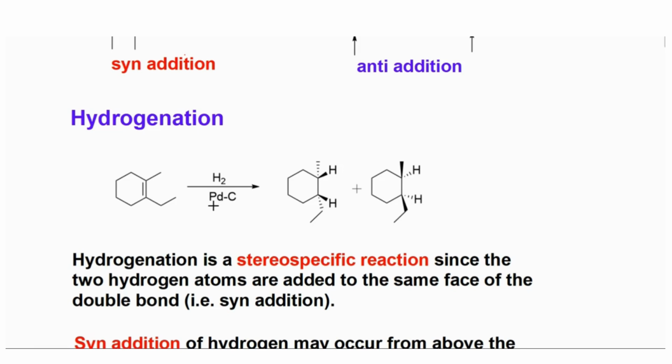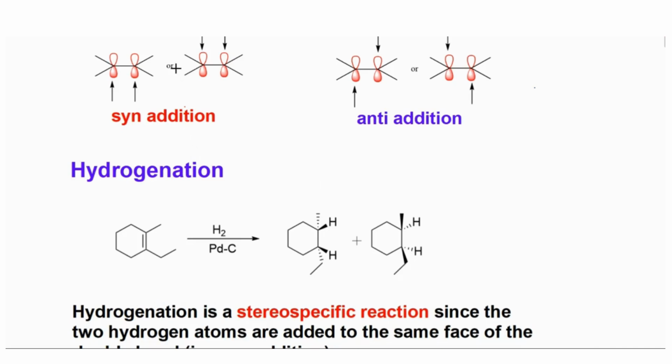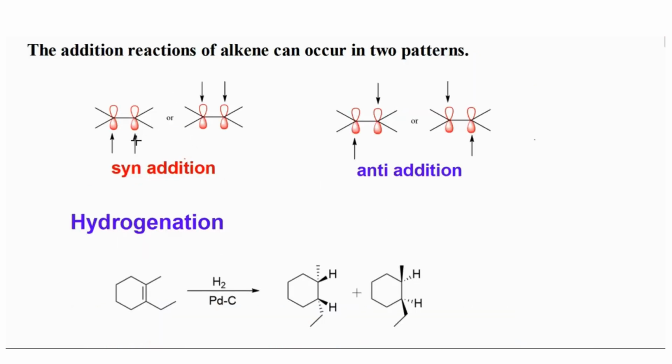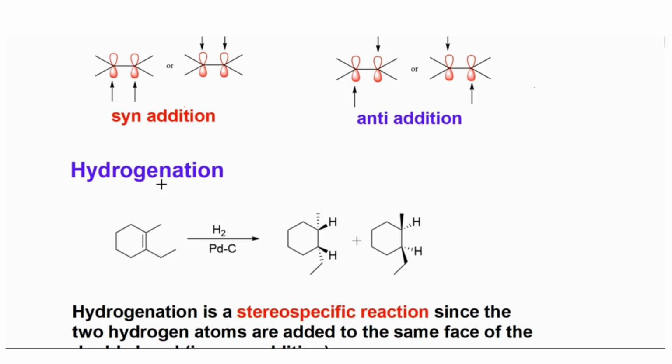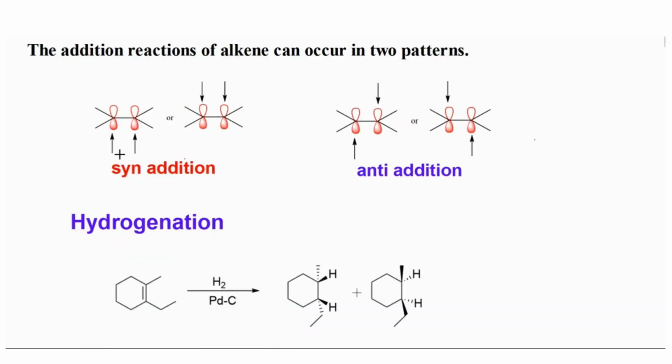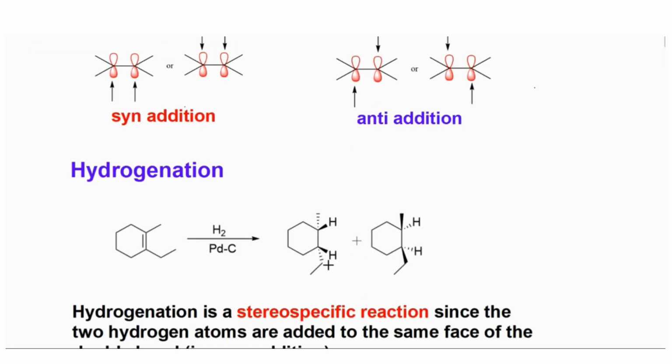That is a must we should remember, and it gives a racemic mixture, which we are going to discuss in detail. First we should remember that hydrogenation is a stereospecific reaction, since the two hydrogens are added to the same face of the double bond. That means syn addition, either from the top, above the plane, or below the plane. So there are two possibilities, 50-50%. It may be above the plane or below the plane. That's why it is a 50-50% racemic mixture.